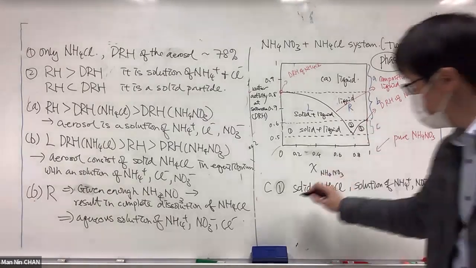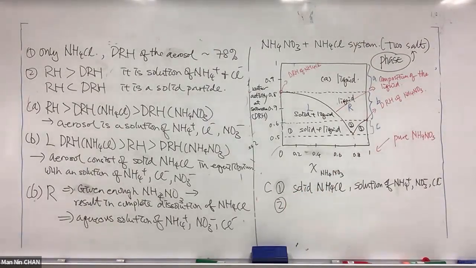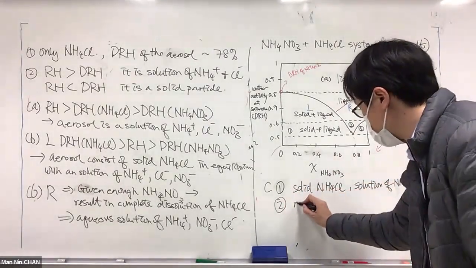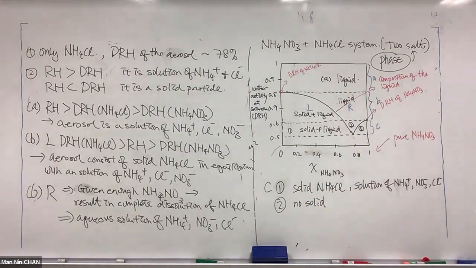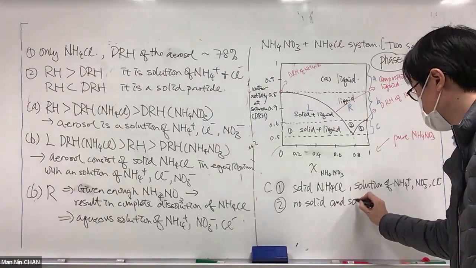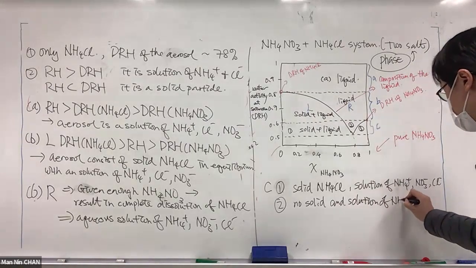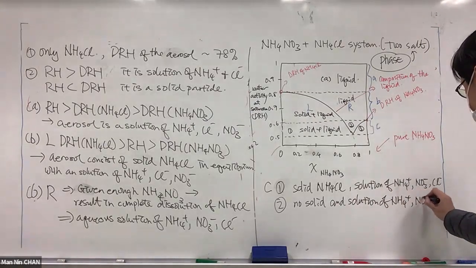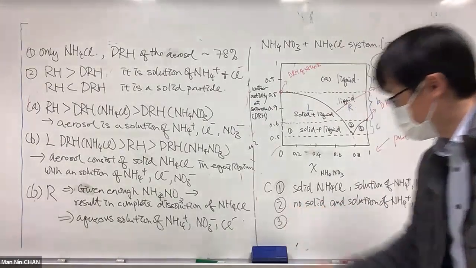But in your region 2, you can see that you don't have any solid phase, no solid, and you only have a solution phase. Of course, you have the same ions here. And then you can have 3.